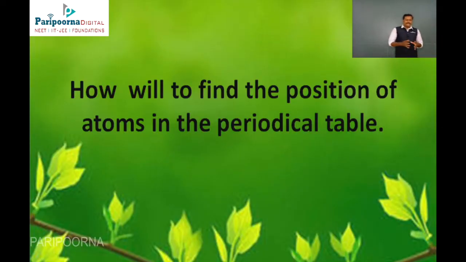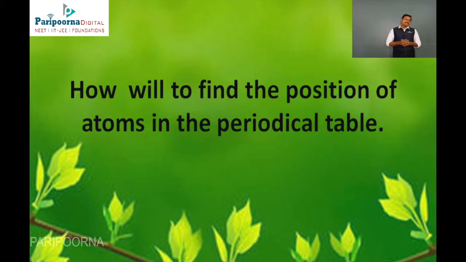How will you find the position of an atom in the periodic table? What is the purpose? If you know the position of an atom in the periodic table, you can easily find the properties of the atom: which block it is present in, what the valency is, what the general electronic configuration is, and whether it is a metal or non-metal. All these properties we can identify only through the position of the element in the periodic table.